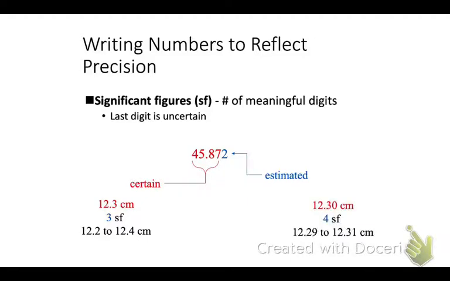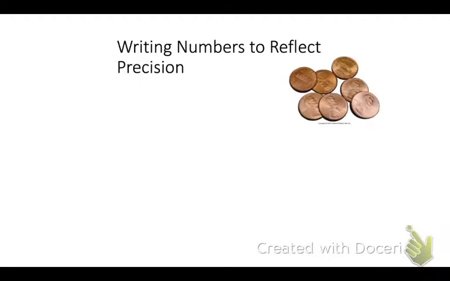If another student used a different measuring tool, the number of sig figs will be different depending on the tool, and recorded 12.30 centimeters, then this student did report 4 significant figures. And since the last digit is where the estimation is, it means that the real value is between 12.29 and 12.31 centimeters. So let's write numbers to reflect precision.